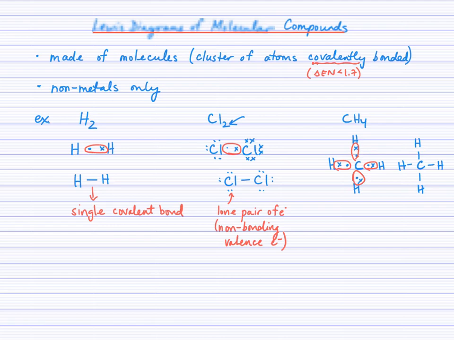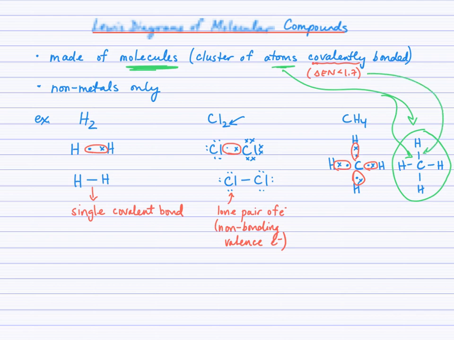Now, just to be clear about the terminology up here, molecules. This is a molecule, which is a cluster of atoms that are covalently bonded. The atoms are the hydrogen here and the carbon in there and so on. So there are 5 atoms here. They are covalently bonded because the electronegativity difference between carbon and hydrogen is less than 1.7. So you don't see any ions here. We're showing covalent bonds in these diagrams.